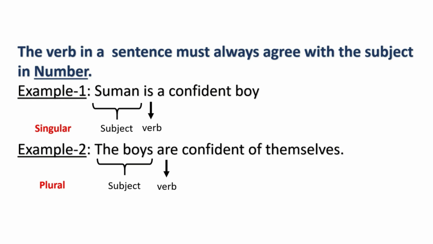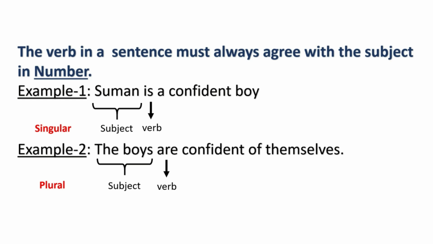Suman is a confident boy, and we already know how to identify the subject and the verb in the sentence. So here Suman is the subject and is is a helping verb. Yes, so it is a verb itself. Next, the second example, the boys are confident of themselves. So here the boys is the subject, it is in plural, and are is the verb.